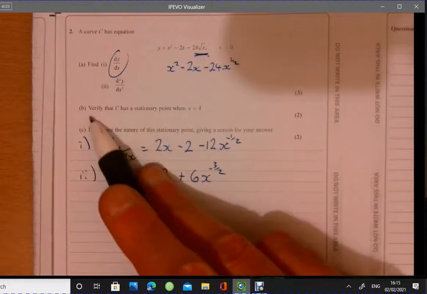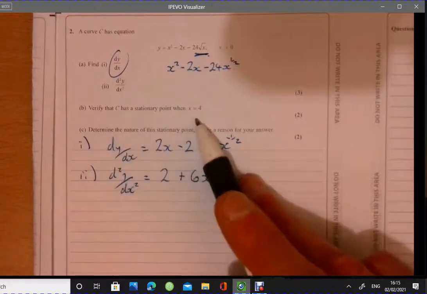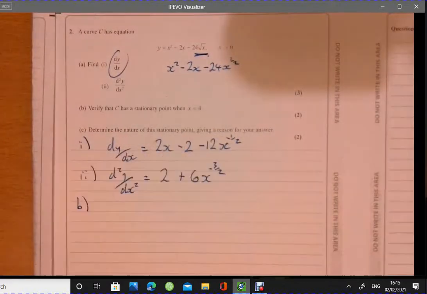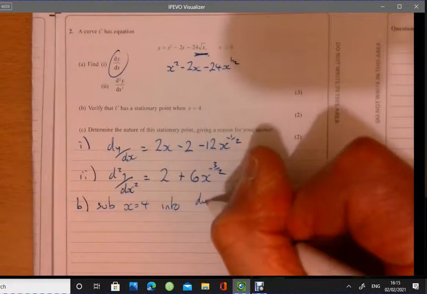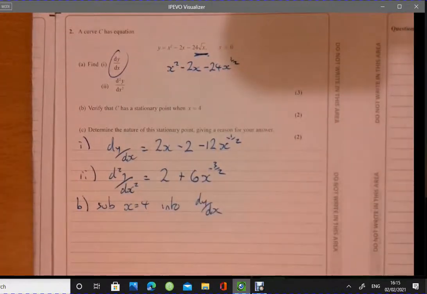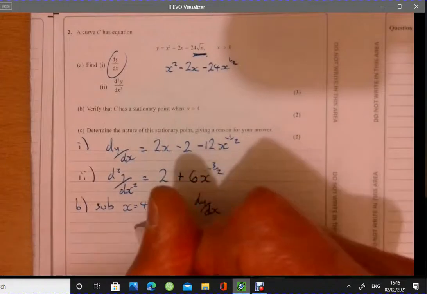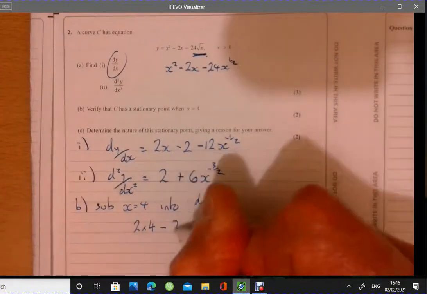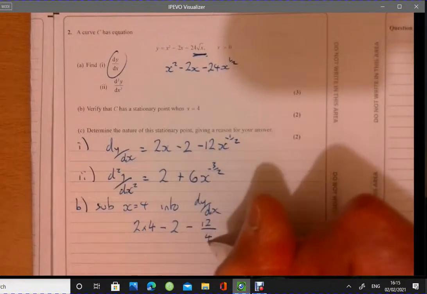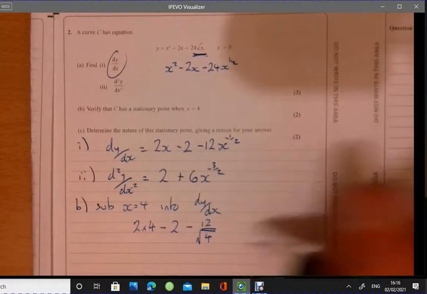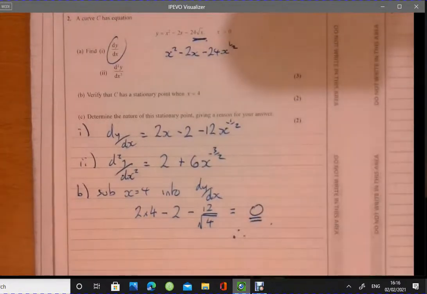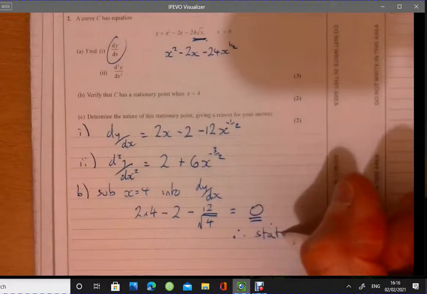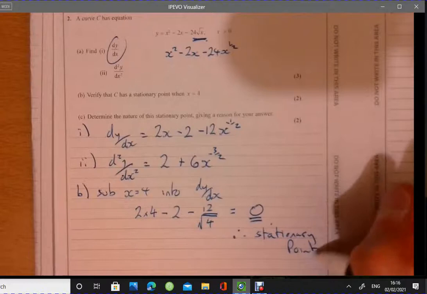Okay, right, part B. It says verify that C has a stationary point at x equals 4. So all we've got to do is sub x equals 4 into dy over dx. Does it equal 0? If it equals 0, fantastic, stationary point. So let's just sub it in. What's that going to give us? That's going to give us 2 multiplied by 4, take away 2, take away 12 over root 4. And if we work that out, oh, fantastic, that equals 0. So therefore we found a stationary point. Nice. There we are.